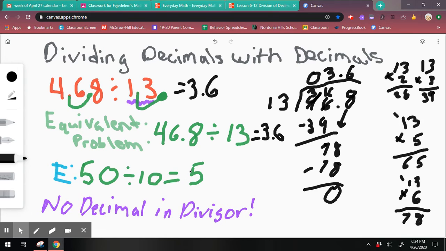So when you're dividing with a decimal, there's one additional step. You have to make sure that there's no decimal in your divisor. If there is, you need to get it to a whole number. If I had to move it 2 times, then that means I'd have to move it 2 times in my dividend. Here I moved it once, so I have to move it once in my dividend. That's what an equivalent problem is, just your problem with no decimal in your divisor.